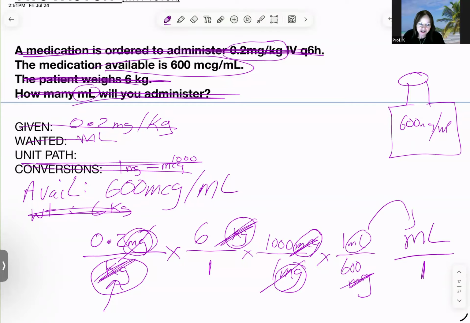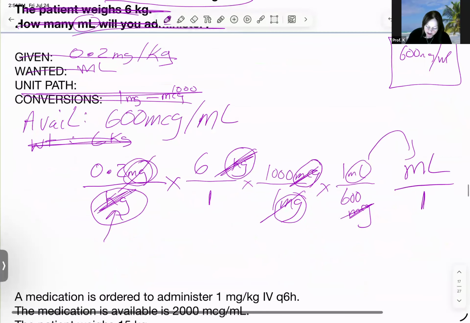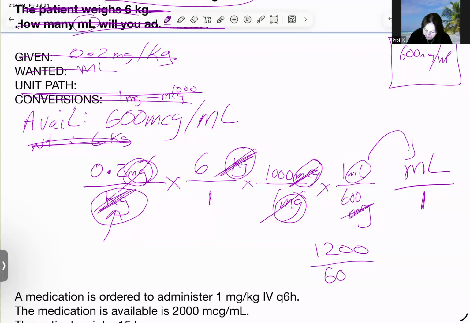So now it's just math. It's crazy math, but we got to do the math. So now it's 0.2 times 6 times 1,000. What does that give me across the top? I'm going to write it below it. So 0.2 times 6 times 1,000 is 1,200. And 1 times 1 times 1 times 600 is 600.